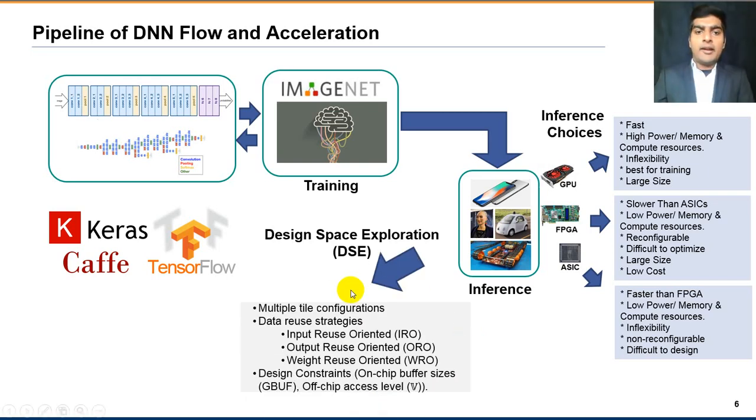Provided a DNN model, here we are particularly considering custom hardware accelerators which allow you to customize the design according to the requirements. Design space exploration is thus carried out to explore multiple tile configurations and data reuse strategies such as input reuse oriented, output reuse oriented, and weight reuse oriented. Model compression via pruning and design space exploration have been mostly carried out independently in the past by the previous work. However, there is a caveat because model compression might not be tuned for a particular design constraint.